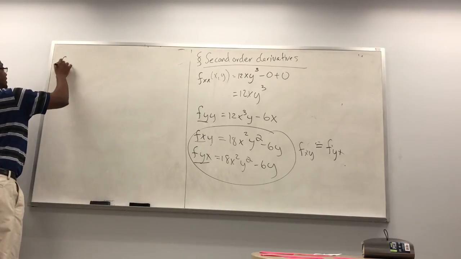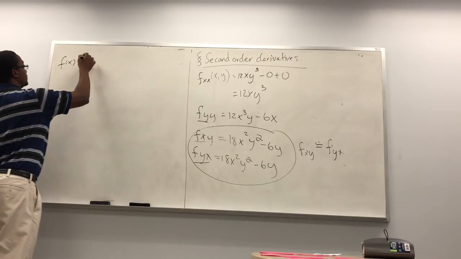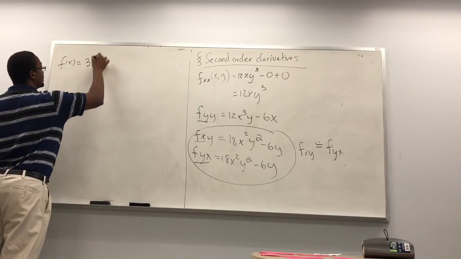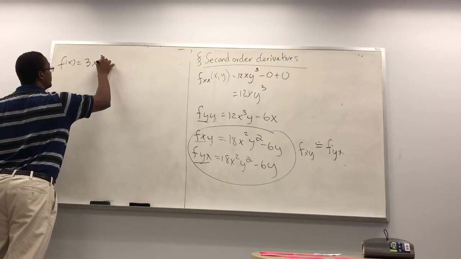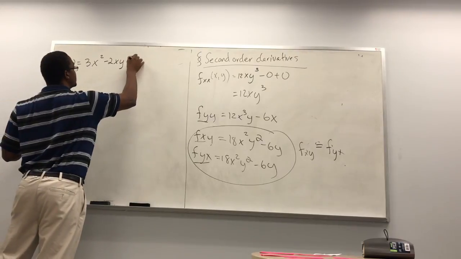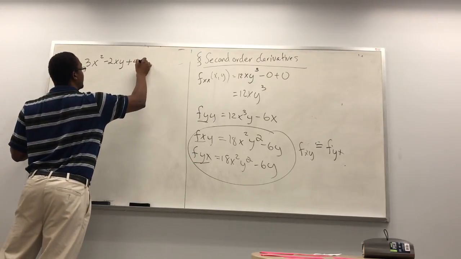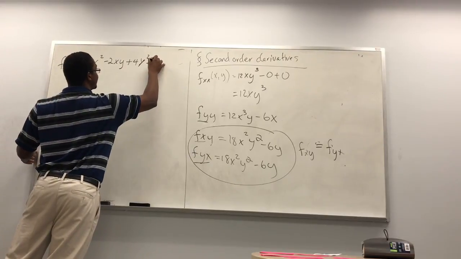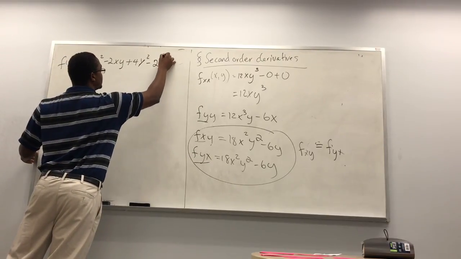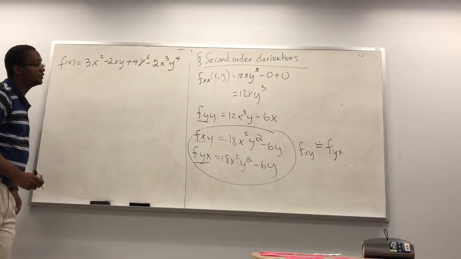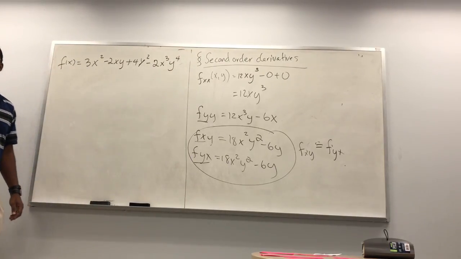So let's see, I have f of x, y equals, let's go classic, 3x squared minus 2xy plus 4y squared minus 2x cubed y to the 4th. Okay, I want you to find the 6 derivatives.